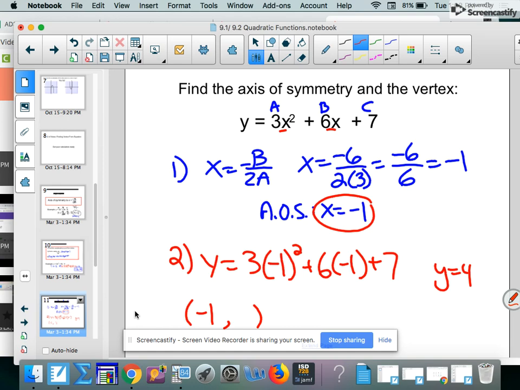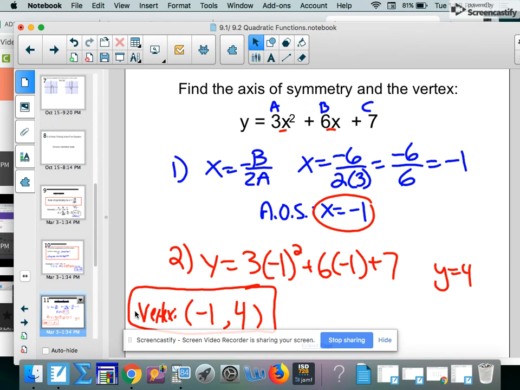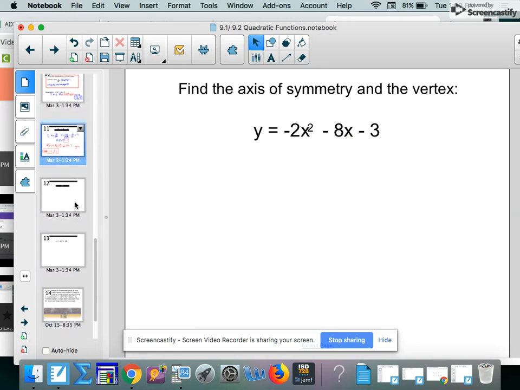So just continuing here, y equals 4. So then my vertex is at -1, 4. Good. Some of these problems are easier than others.